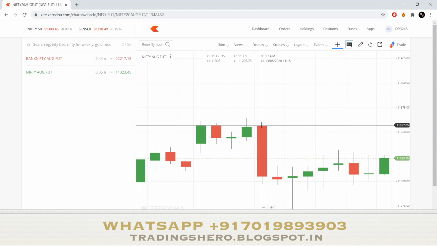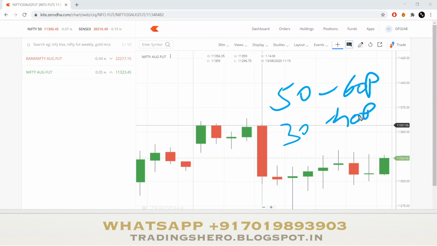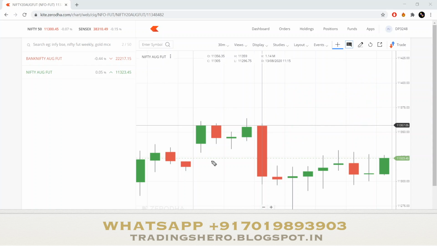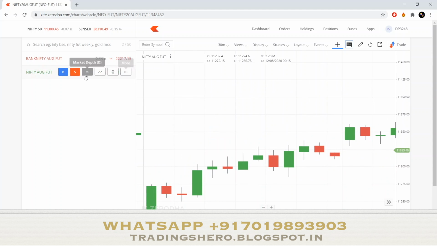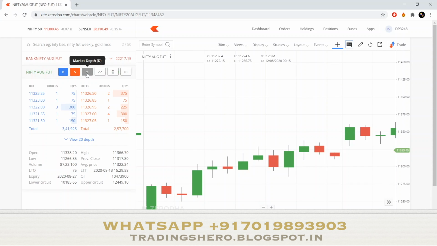In Nifty futures you can keep a target of up to 50 to 60 points, and you can keep a stop loss of almost 30 or 40 points for trading Nifty futures. You can do a back test on this and let me know how you feel about this strategy. Even for Nifty 50 futures, you need to check the market depth data here.